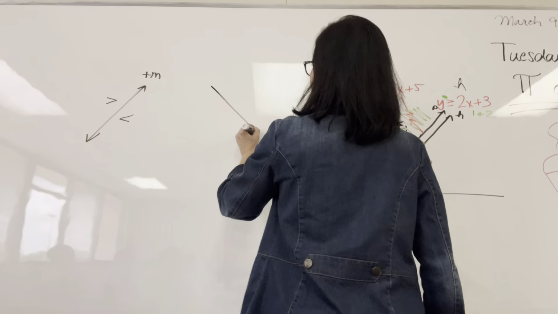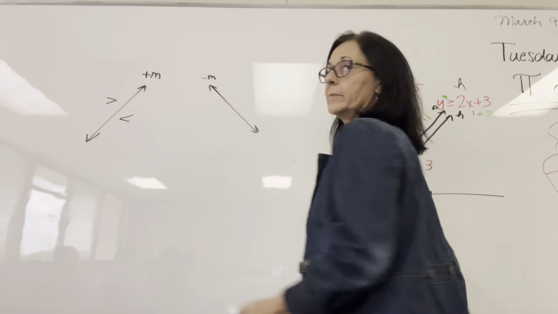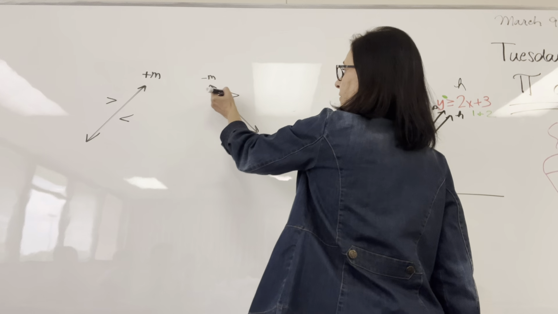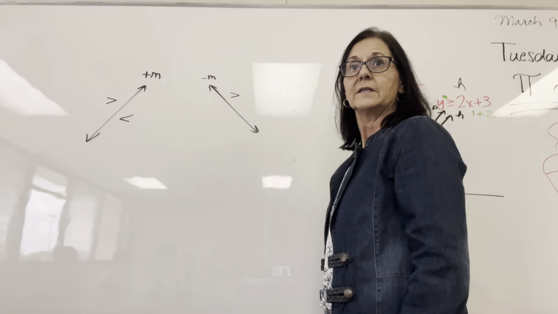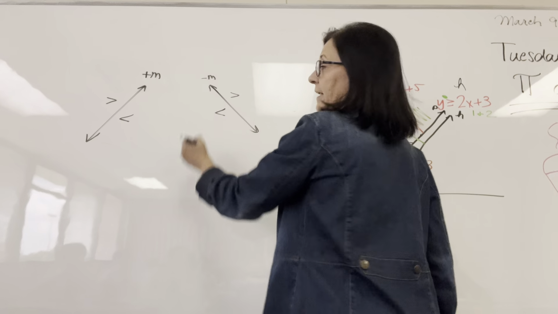All right, what about if I have a line this way? The slope is negative slope. This side is greater than, because it goes up. This side is now less than.